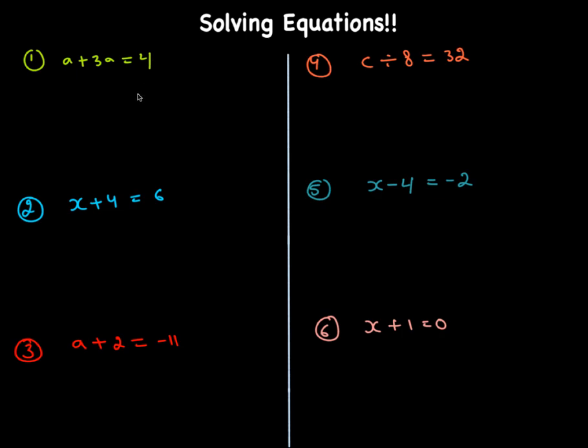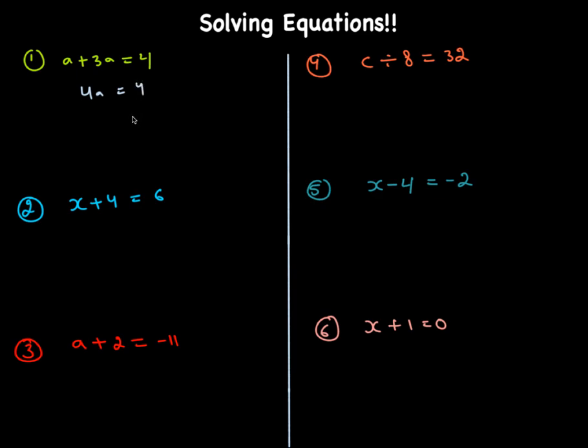The first example we have here is a plus 3a is equal to 4. We're going to try to solve for the value of a, and as you know, we can add the like terms. This is a, this is a, so a plus 3a gives me 4a, and it's equal to 4.